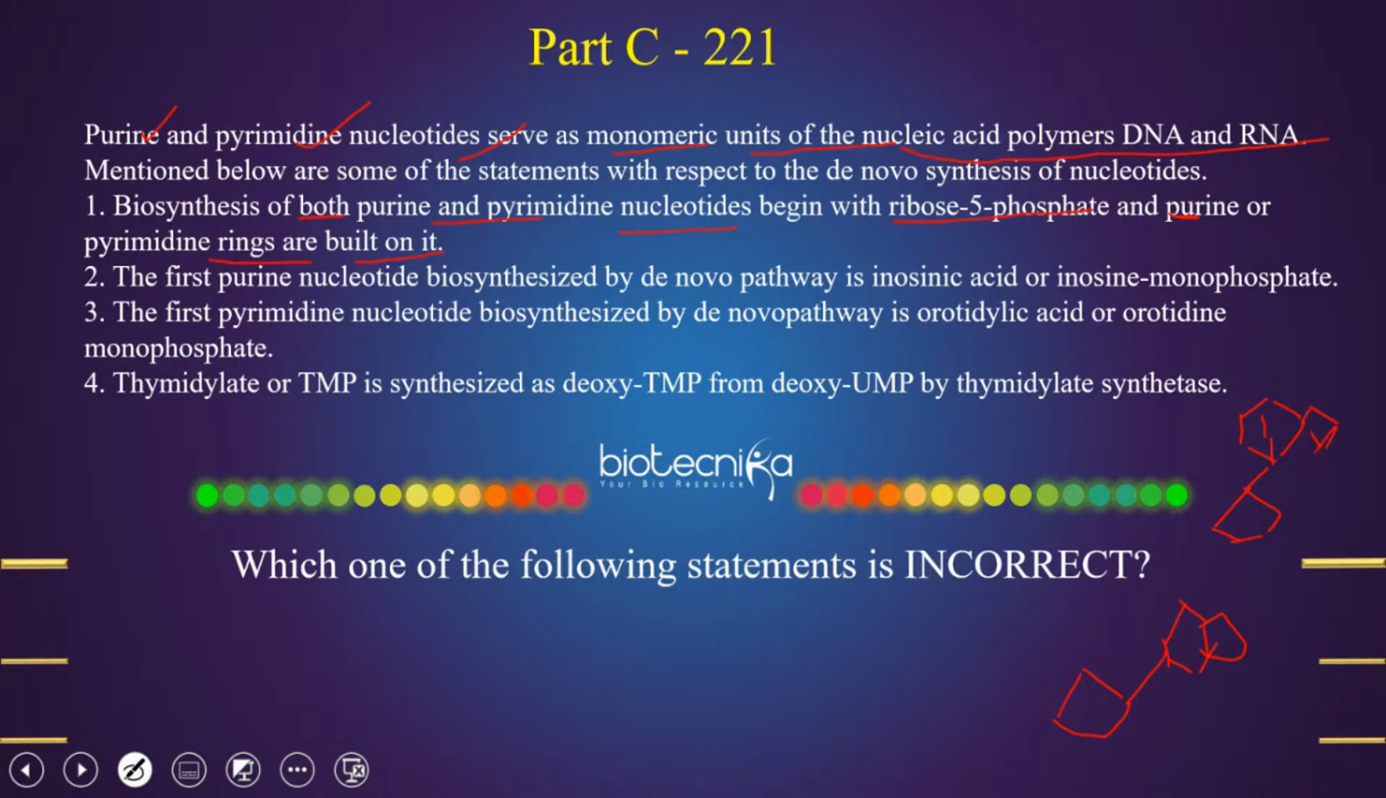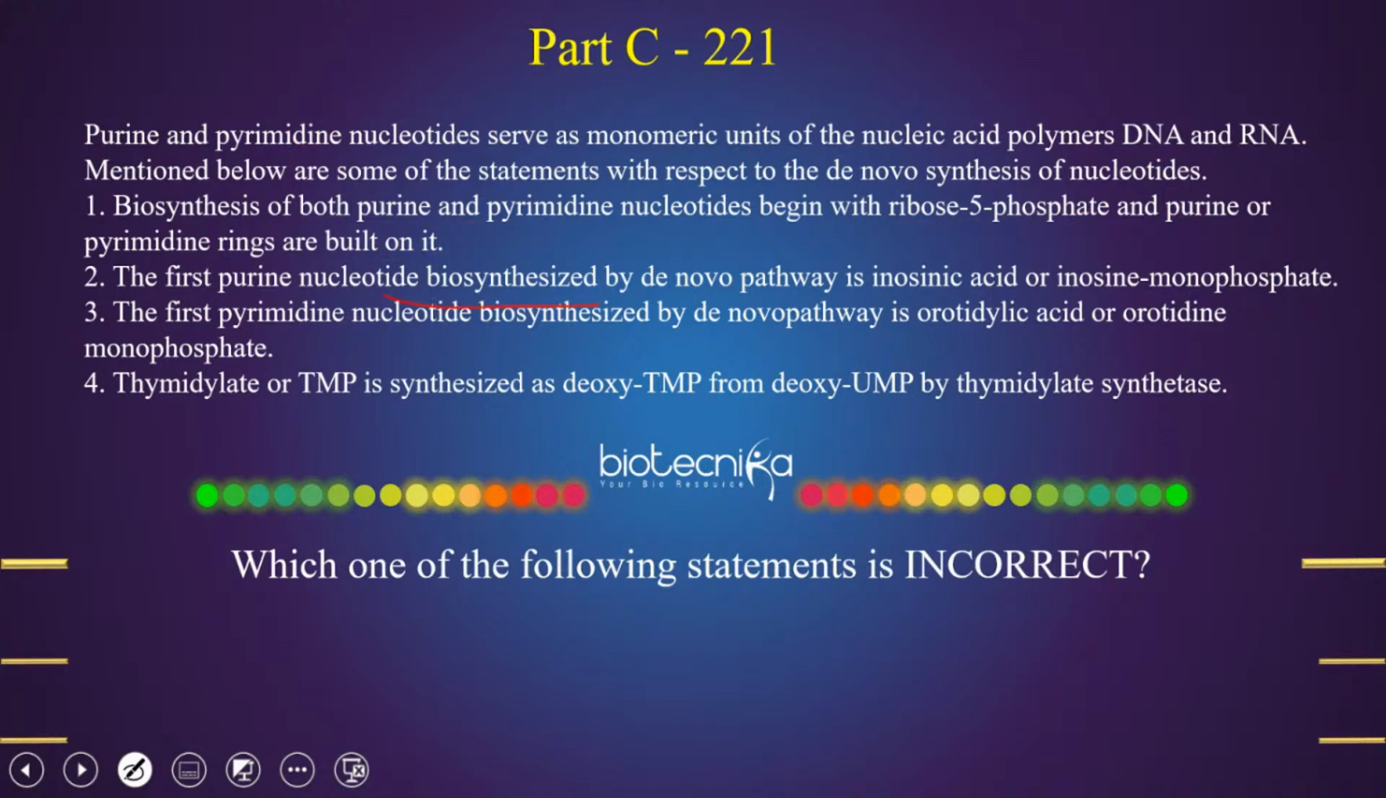Okay. So for purines, this is applicable, but for pyrimidines, it is not applicable, because for pyrimidine synthesis, the ribose sugar is separately made and the pyrimidine skeleton is separately made. Then they are joined together. That is why this is not correct.